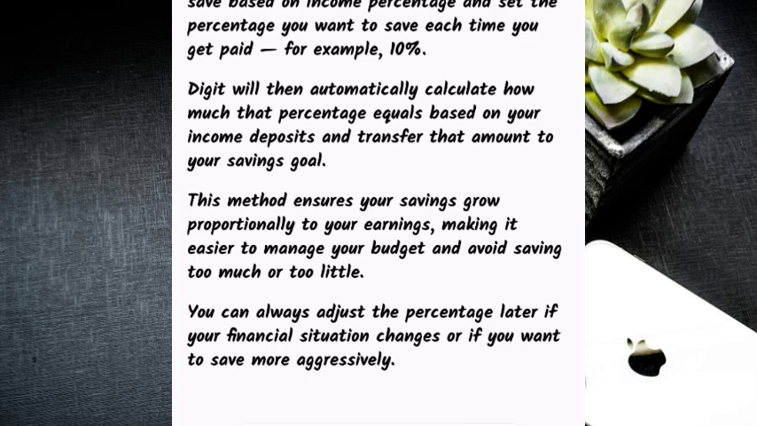Digit will then automatically calculate exactly how much that percentage equals based on your income deposits, and transfers that amount to your savings goal. This method ensures that your savings grow proportionally to your earnings, making it much easier to manage your budget and avoid saving too much or too little. You can always adjust the percentage later if your financial situation changes or if you want to save more aggressively.